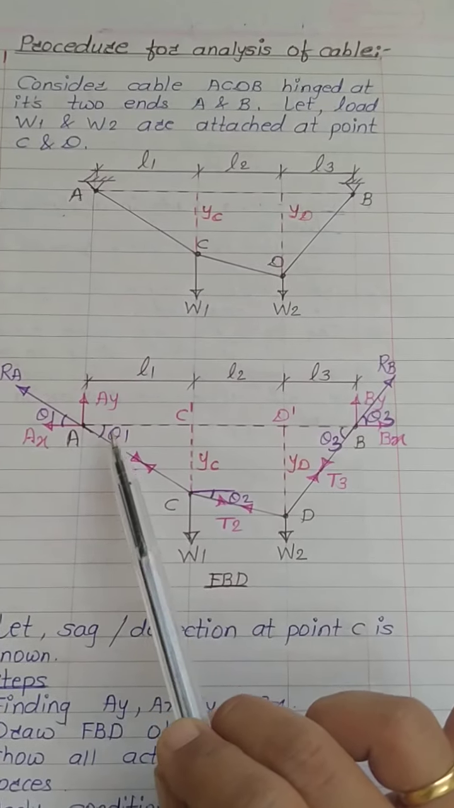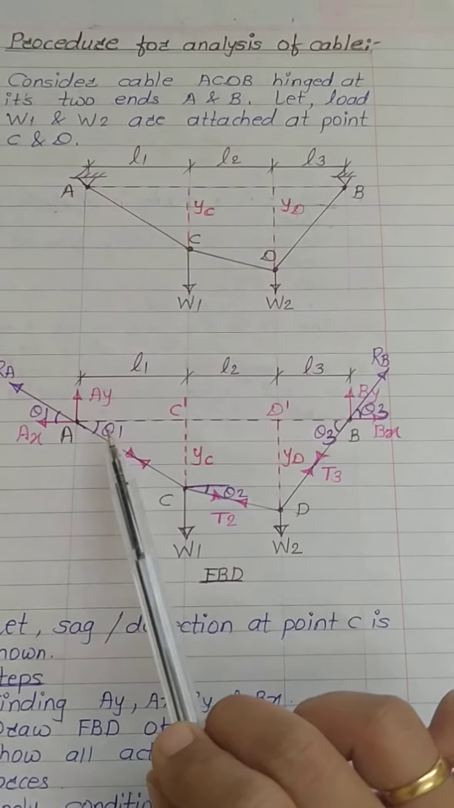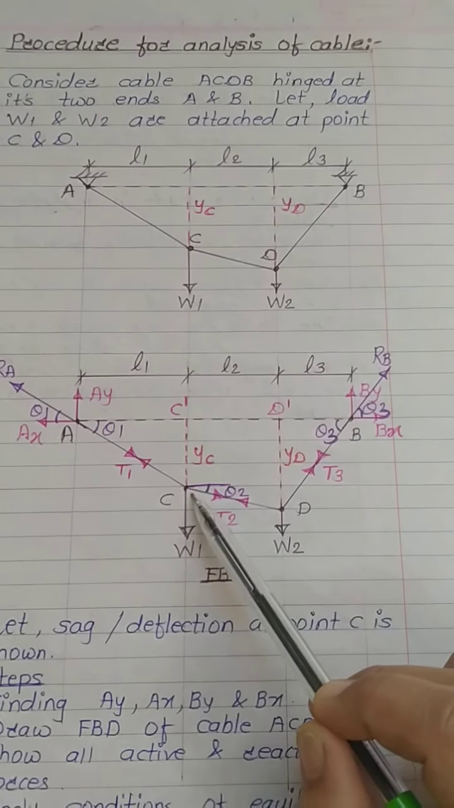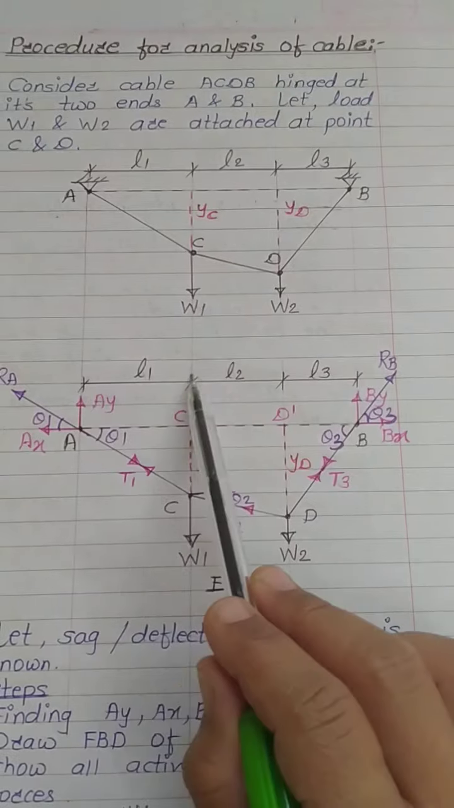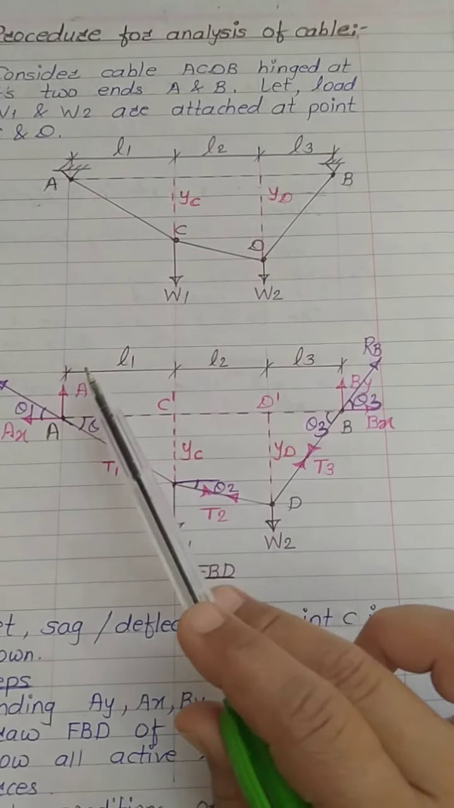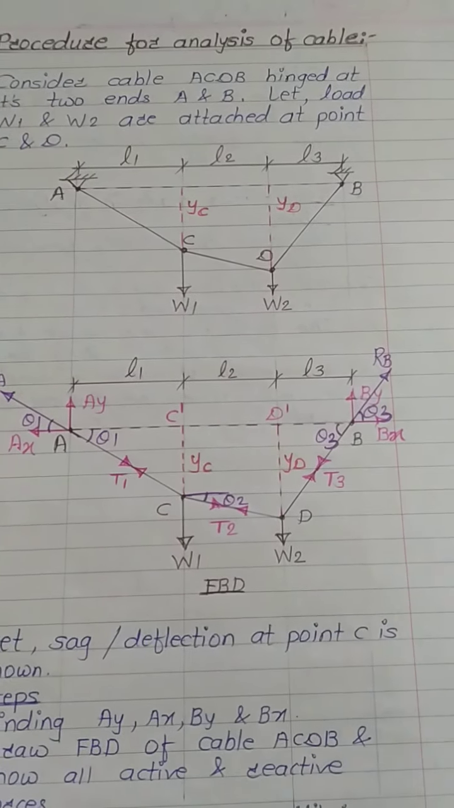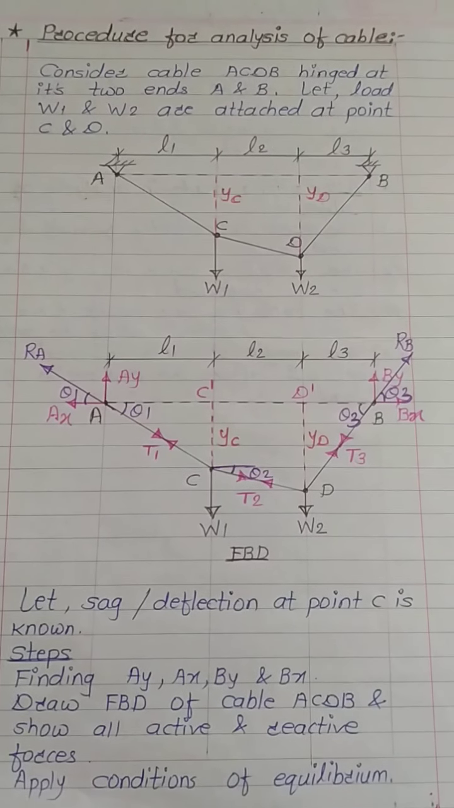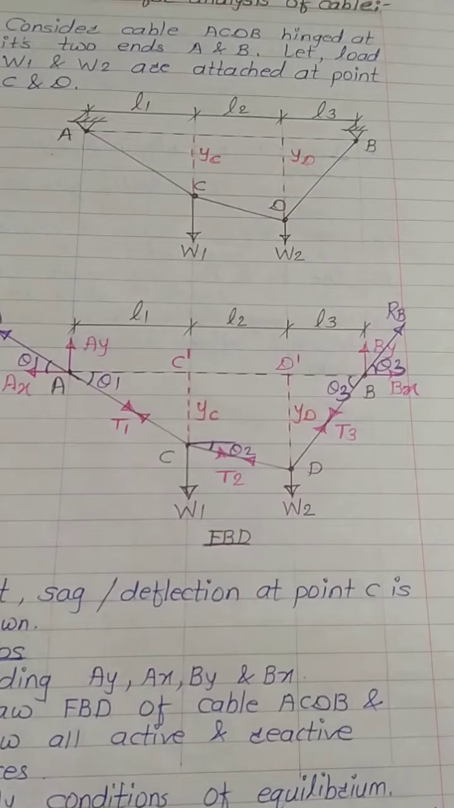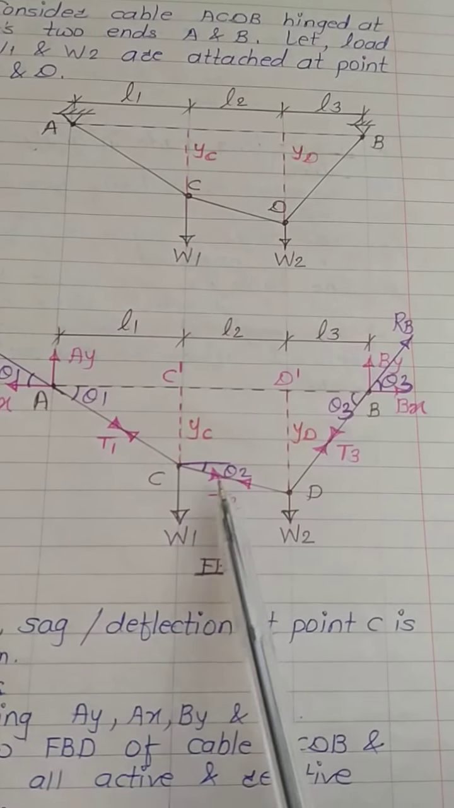Now to get this inclination of T1 with respect to horizontal line, we know sag at this point C, which is YC. We know this distance L1. So tan theta 1 equals to YC upon L1. So theta 1 will be tan inverse of YC upon L1, which will give you inclination of theta 1 with respect to horizontal line. Now to determine theta 2 and T2, what you have to do?